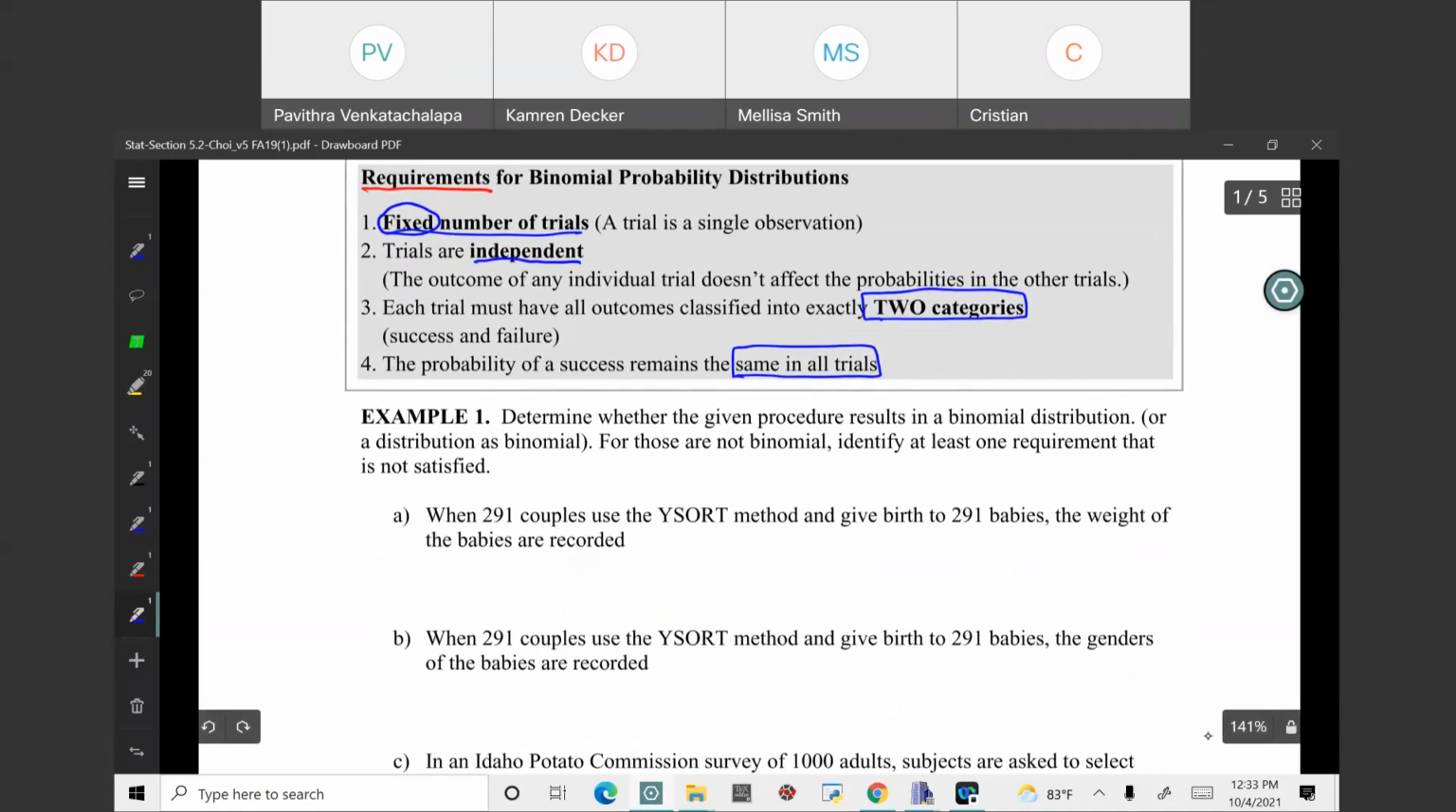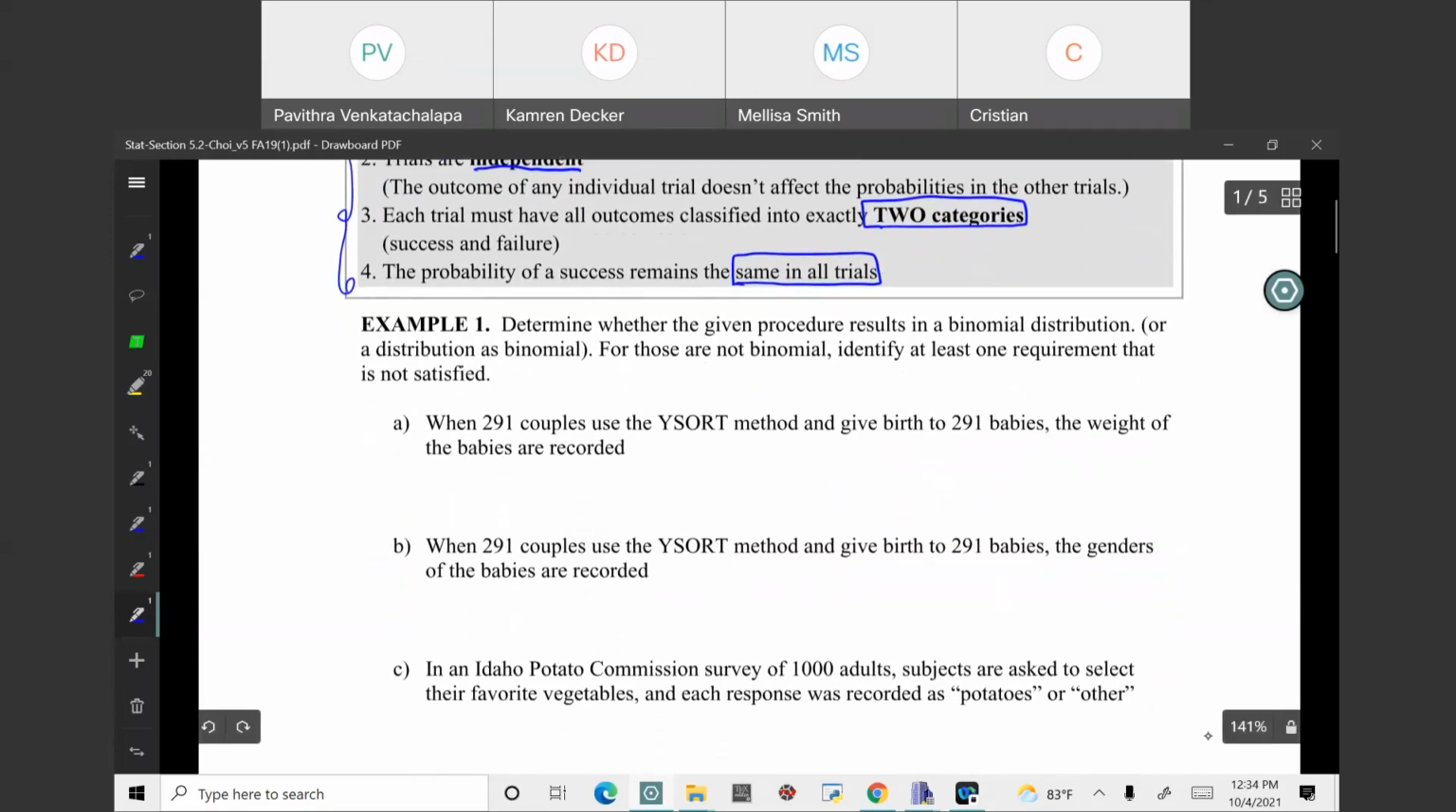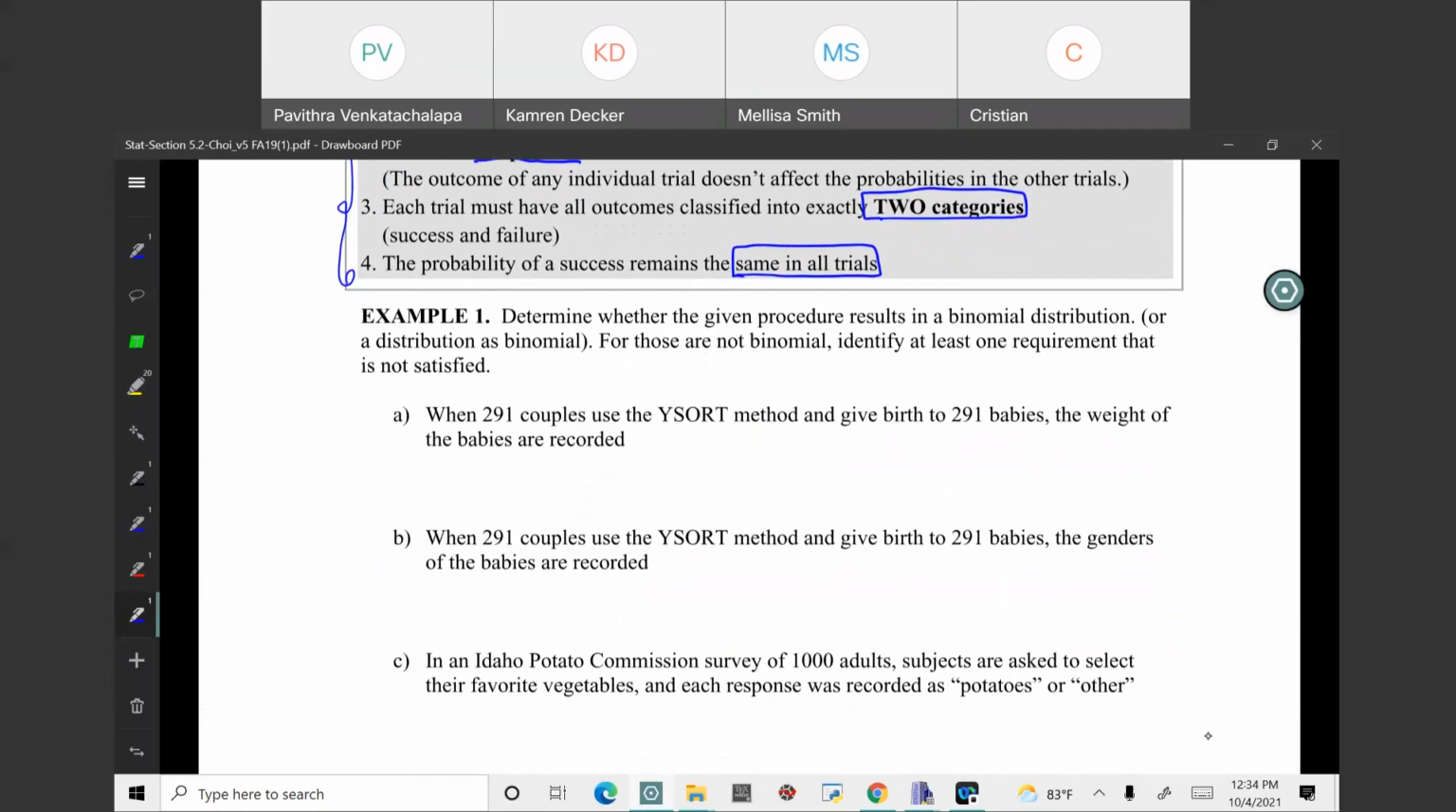So for a probability distribution to be binomial, it has to satisfy all four requirements. Not one, all four. Now, first example. 291 couples used the YSORT method to give birth to 291 babies, and the weights of the babies are recorded. Is this a binomial probability distribution?